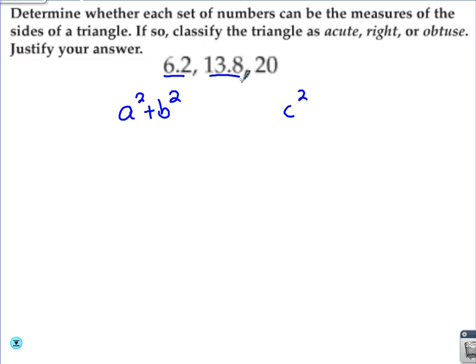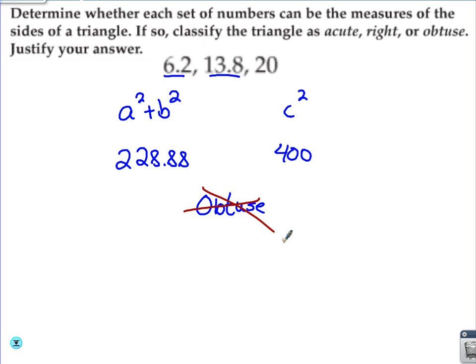36, 196, 2, right around 220, 230, somewhere around in there. To what? 228.88. And you're going to come over here and you're going to do C squared is 400. Right? And you're going to say, oh, since C is bigger, this is an obtuse triangle. And you're going to put obtuse on your test. And what am I going to put on your test? A big red X. I'm going to mark it wrong. And you're going to say, but you just told us, if C squared is bigger than A squared plus B squared, it's an obtuse triangle.